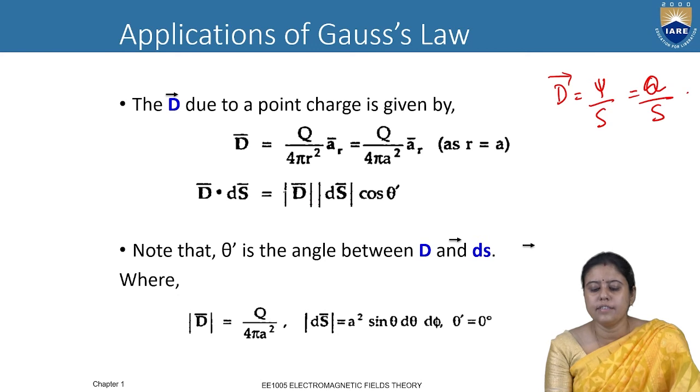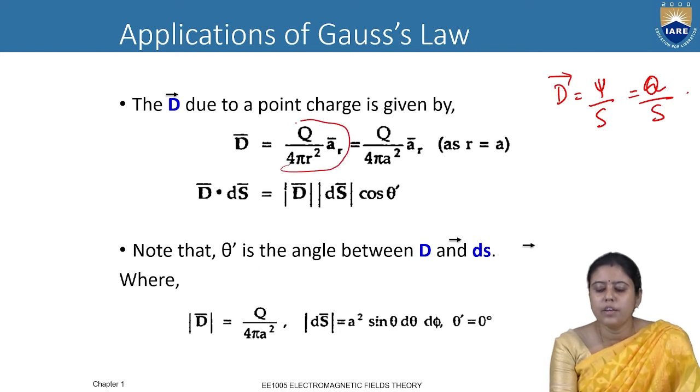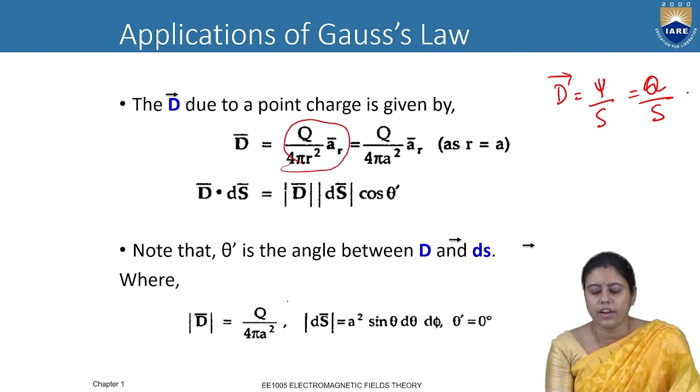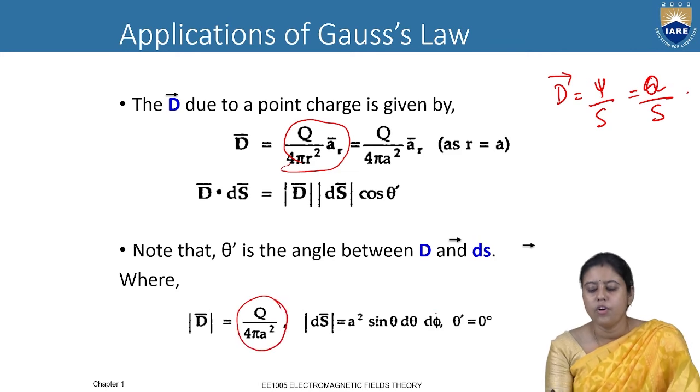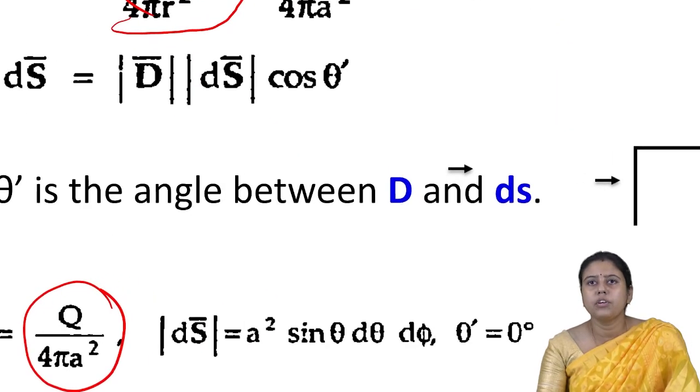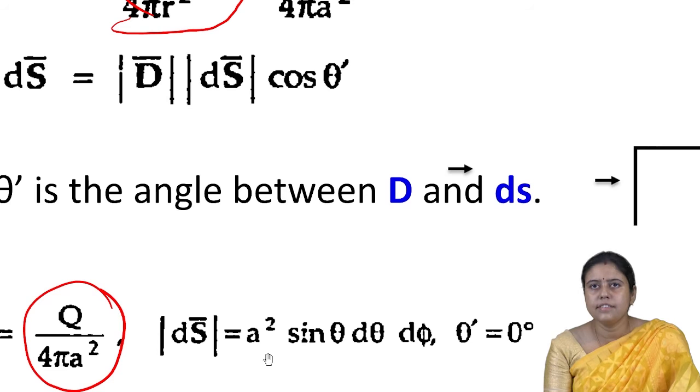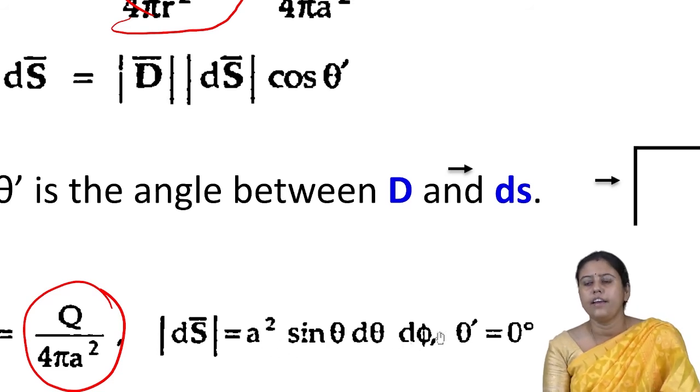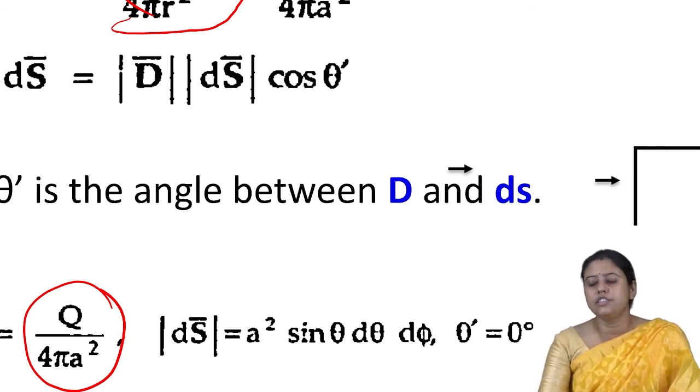D dot ds, according to the formula, is D ds cos theta. What is D? D is equal to Q by 4 pi r square, or Q by 4 pi s square. What is s? We got ds equal to a square sin theta d theta d phi. So if we assume that the angle is 0 degree.